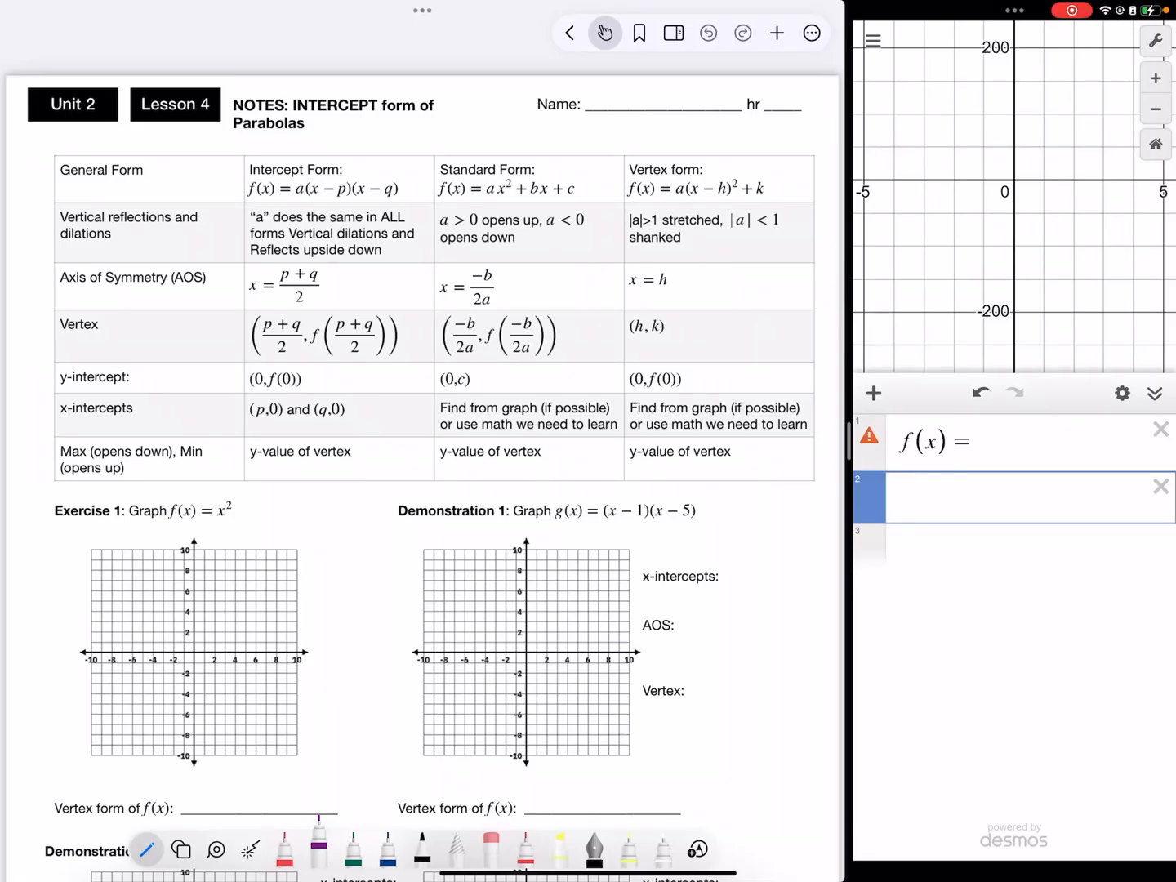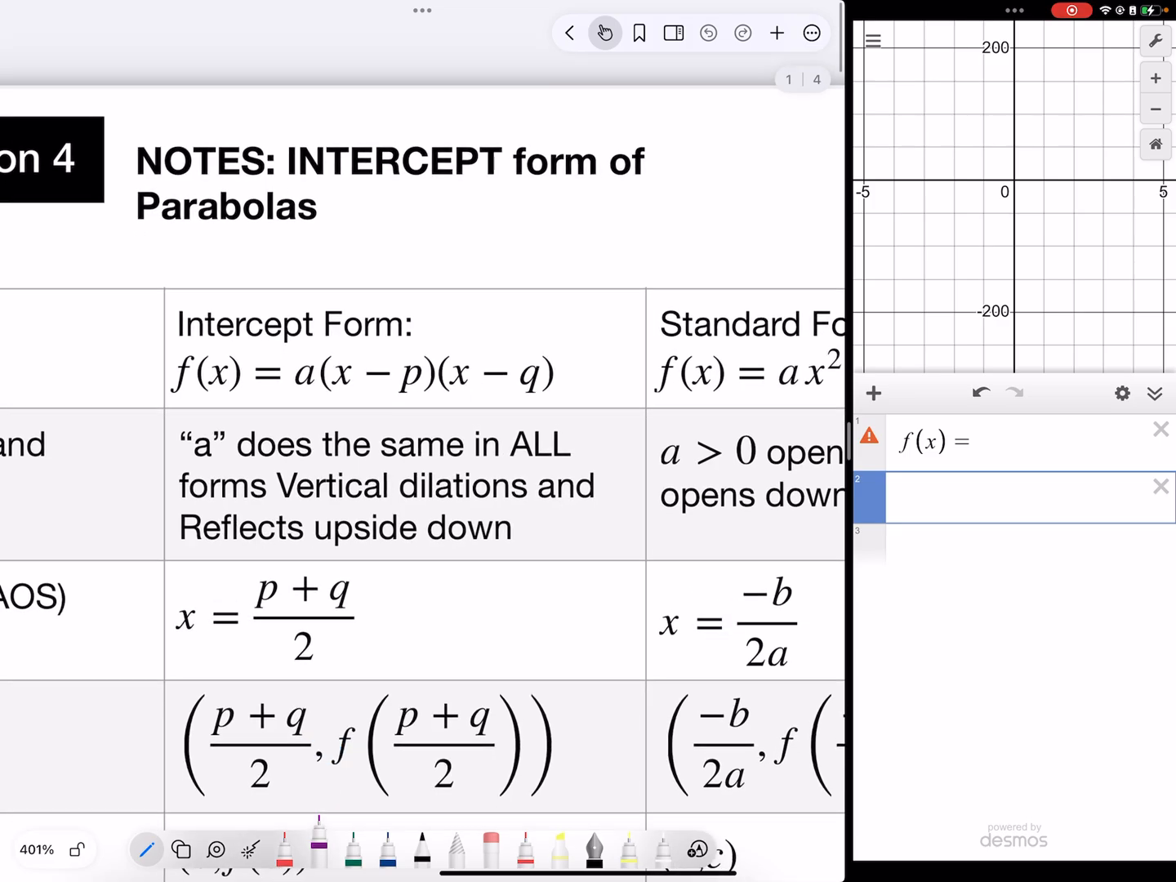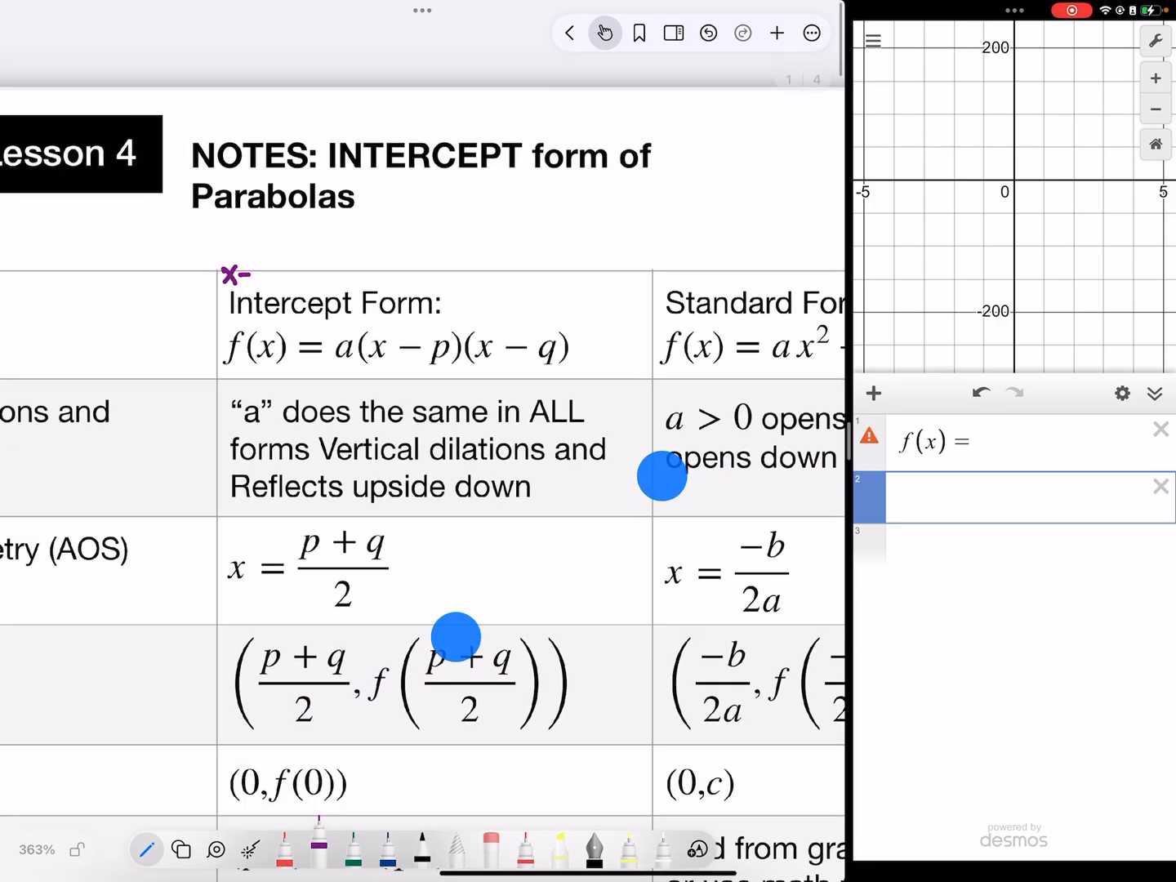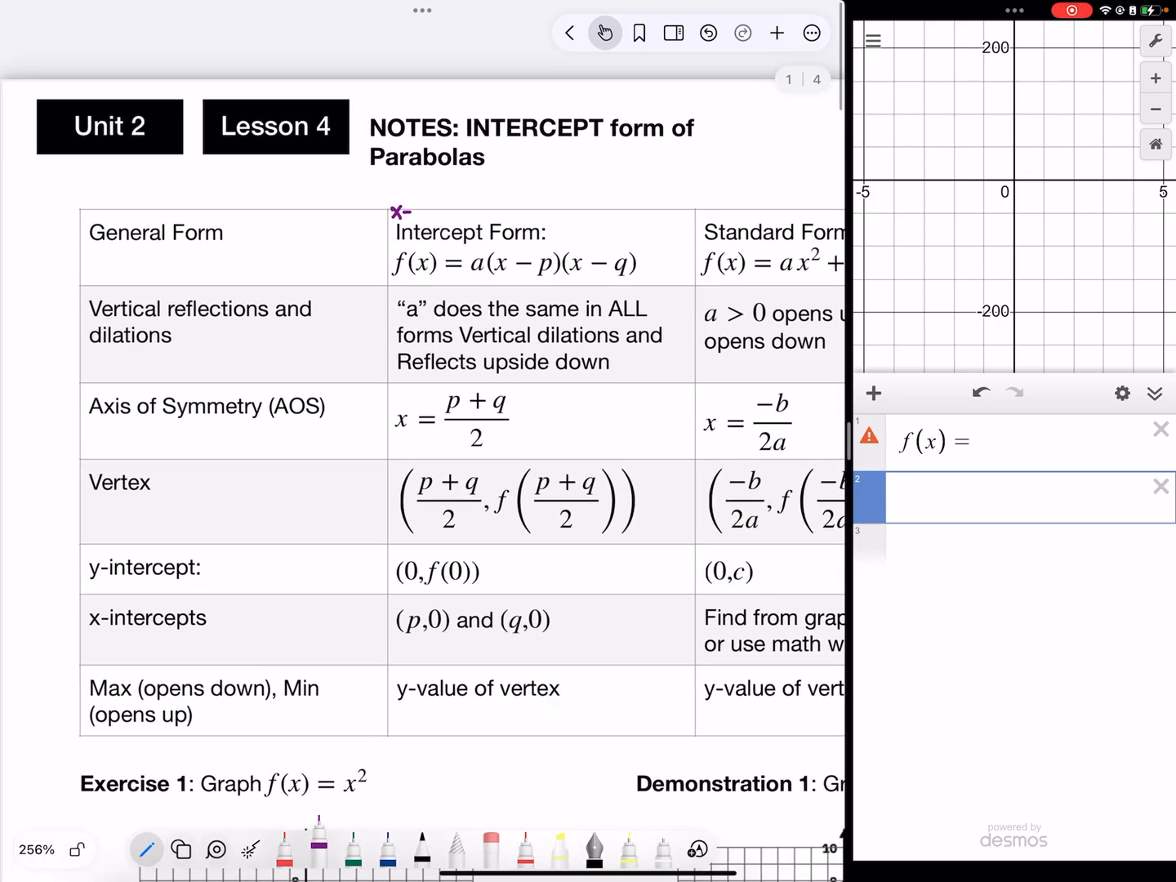So this would be a quick run through of lesson 4 on graphing from intercept form of a parabola. They could call this form right here x-intercept form, and I think that's probably more appropriate because as you can see right down here, when you're in this form, the p and the q are your x-intercepts. Right? X-intercepts always have y values of 0. And so if you can figure out what p is, you just go p comma 0, and that's where it crosses the x-axis. Okay?